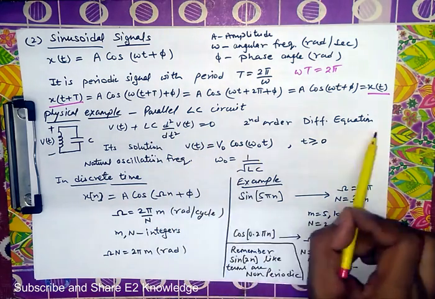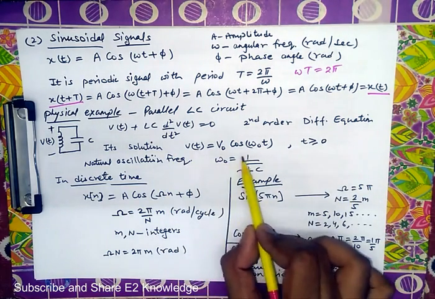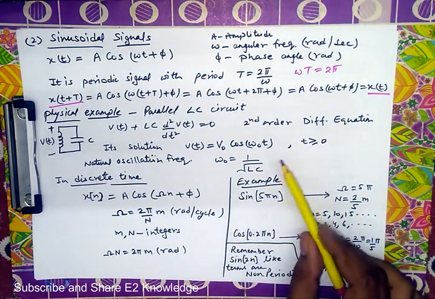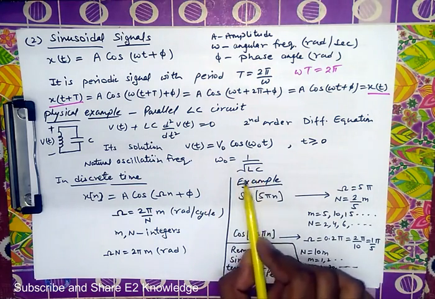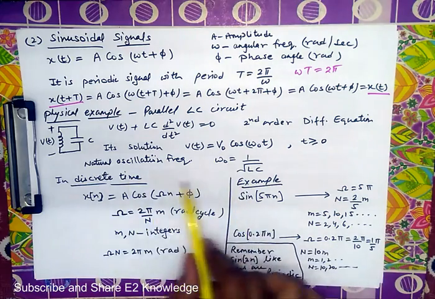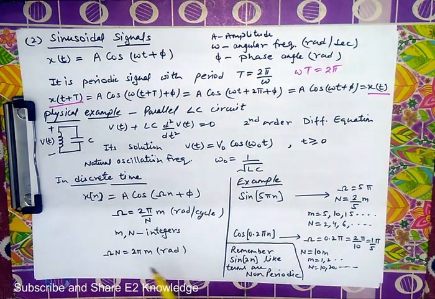That is a second order differential equation, and its solution is V(t) is equal to V naught cos(omega naught t), where t is always positive, that is from the initial time obviously, and omega naught is 1 upon root LC, that is a constant of the circuit, and it depends upon the constants, and it is the natural oscillation frequency. It is also known as a tank circuit.